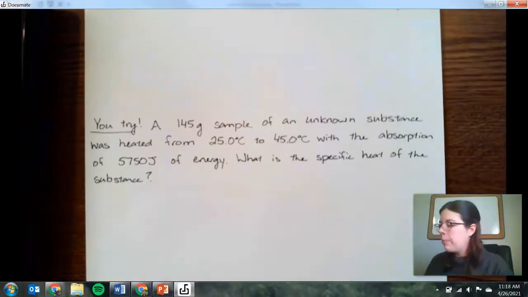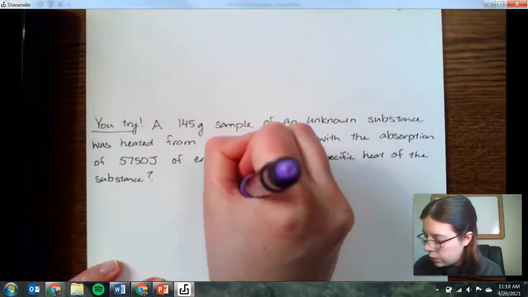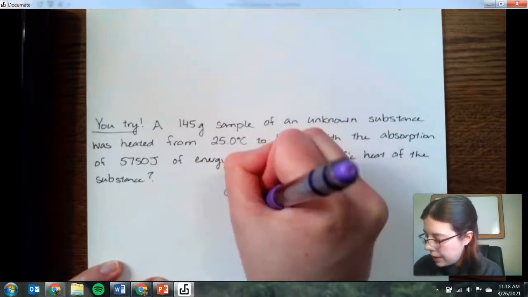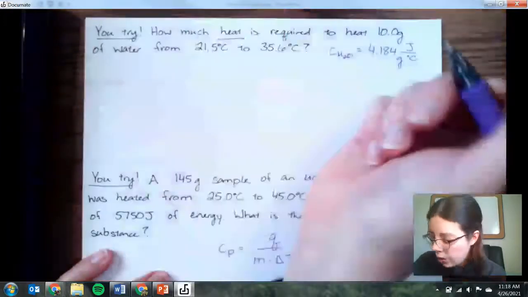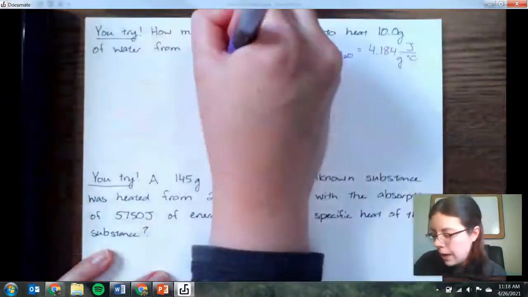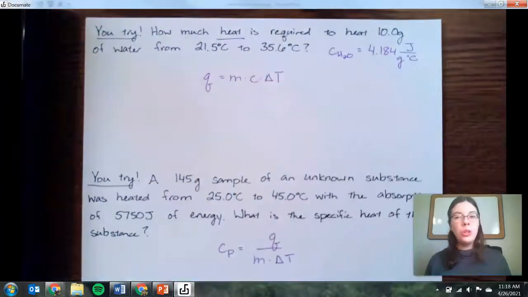And then a 145 gram sample of an unknown substance was heated from 25.0 degrees Celsius to 45 degrees Celsius with the absorption of 5,750 joules of energy. What is the specific heat of this substance? So for this one, we're going to go ahead and use that equation Cp is equal to Q over M times delta T. And then for the first one, because we're asked about the heat, we're going to use Q is equal to M times C times delta T. So what I would like you to do is go ahead, pause this video, try out these 2 questions on your own, and then come back and we'll go over them together.